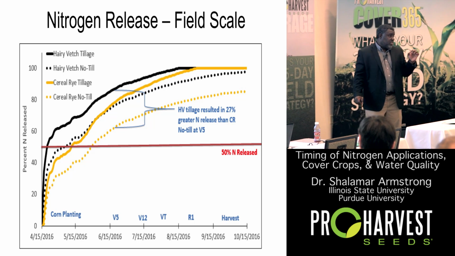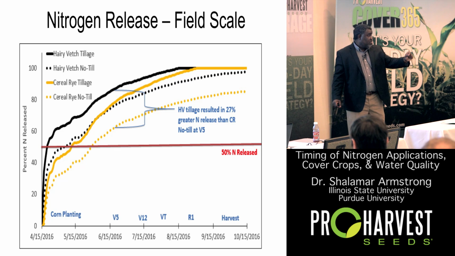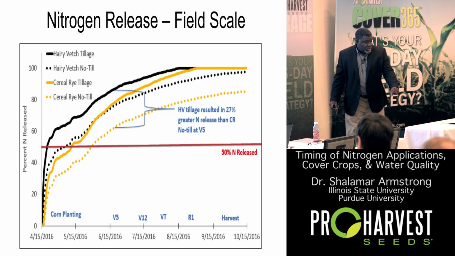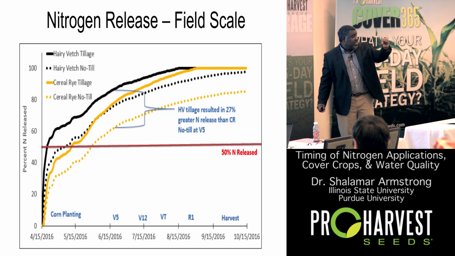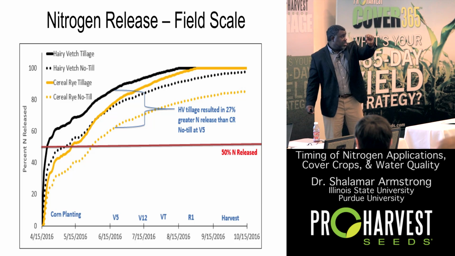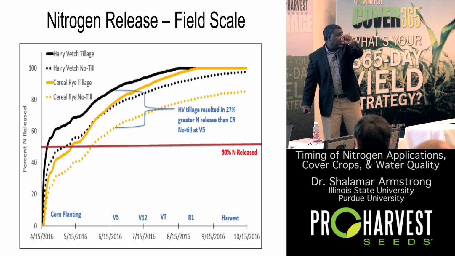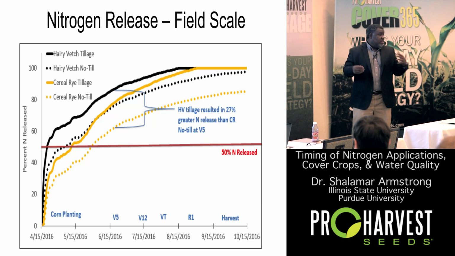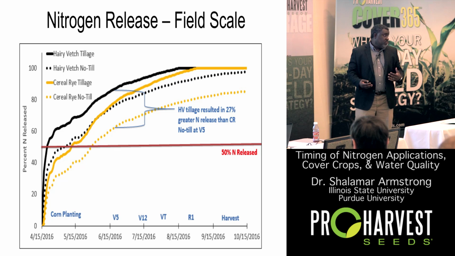Now we have another study where we're going to label the nitrogen molecule and actually track it through application, soil, cover crop uptake, decomposition, crop uptake, and yield. We're going to track it all the way to the grain to determine the fate of nitrogen when cover crops are in the environment. Well, we haven't gotten there yet.